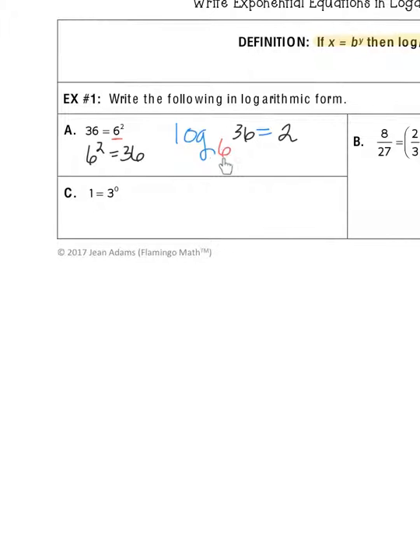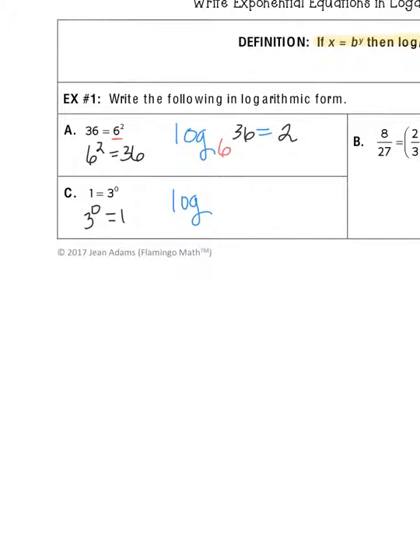What's your base? That's going to go here with your log. And again, I would switch these around. I would switch this so it would read, whoops, why do I do that all the time? So I would switch these around so it reads 3 to the 0 equals 1. You'll agree that that's a true statement. So you go ahead and write your log form. Pause the video, write your log form, restart the video.